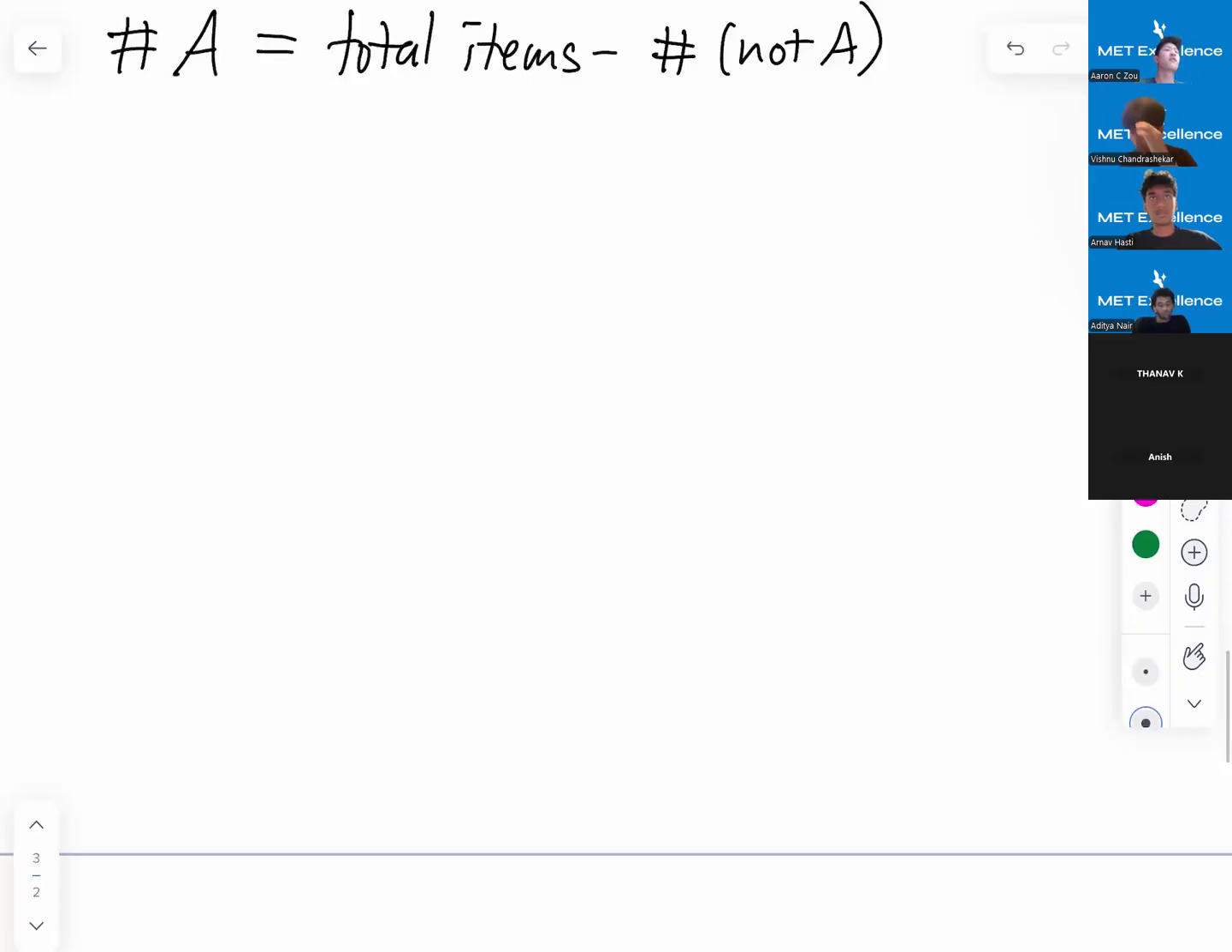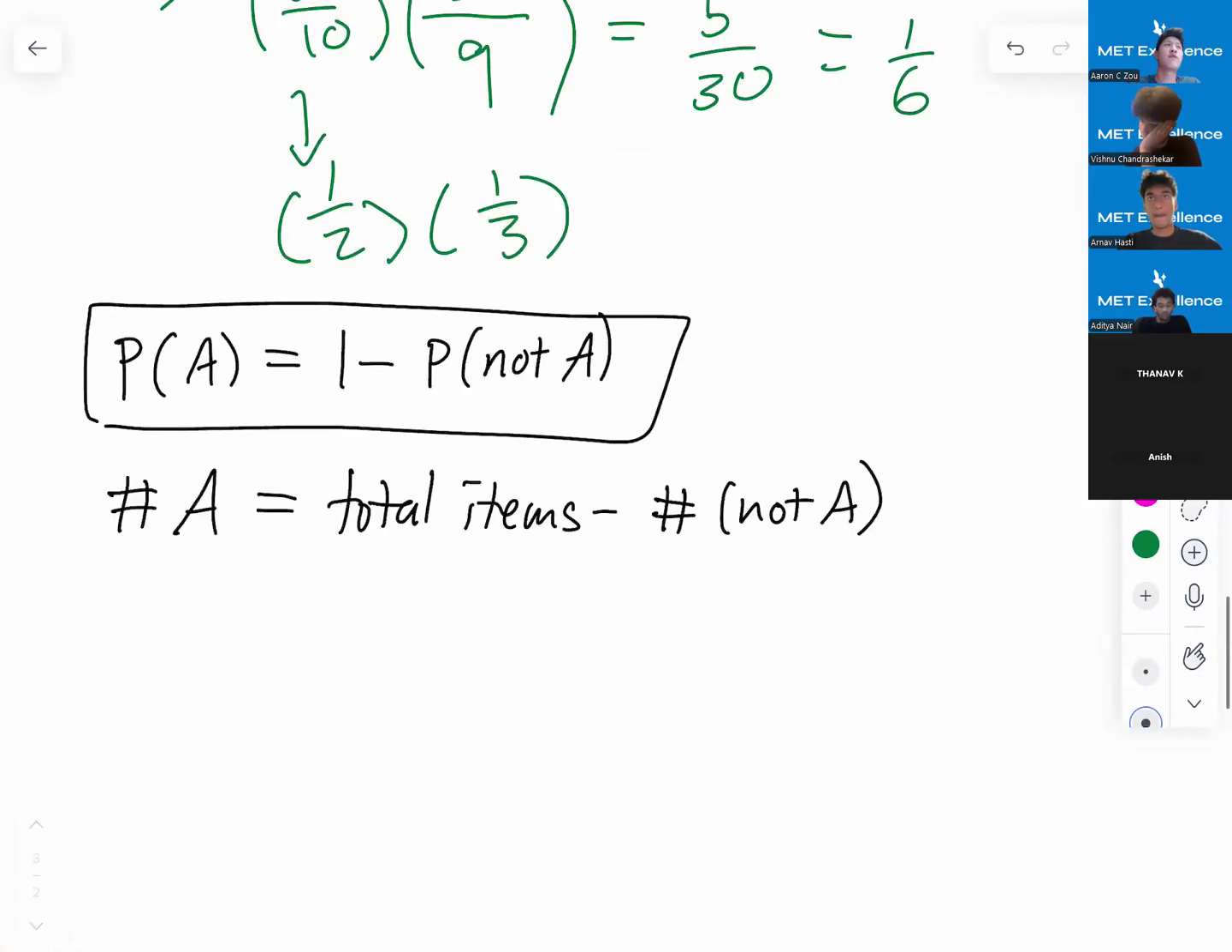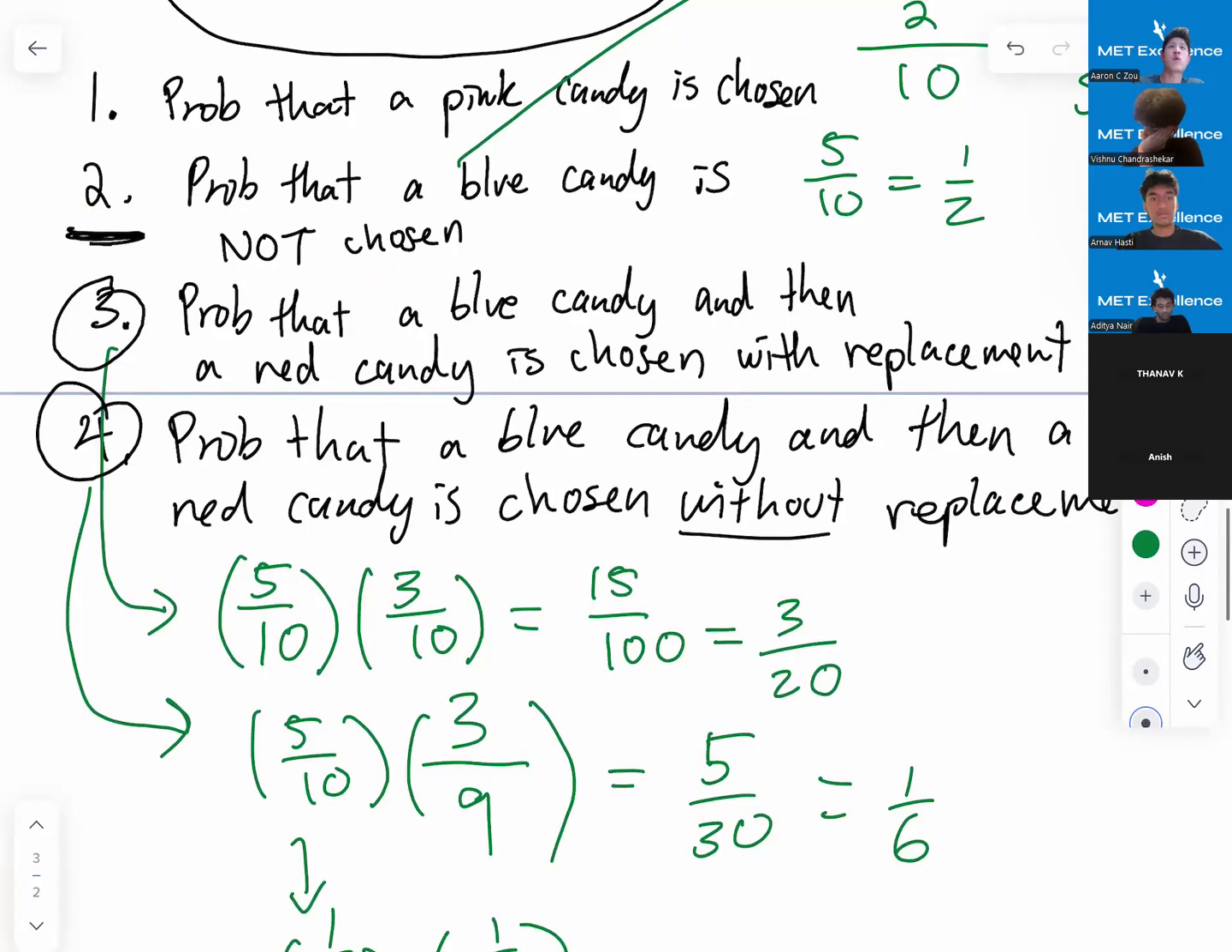Now, to answer Zeph's question of why 4 is more common than 3, that's because when we don't replace the candy, it's easier to pick a red one, right? Because there's less non-red ones to pick. So that's why 4 is more common than 3.